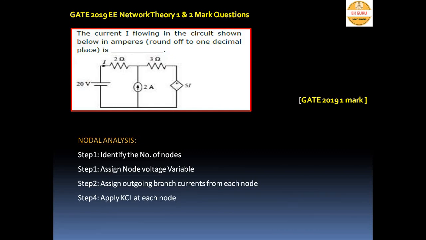And step 4, we have to apply KCL at each node, and we will get the equations. By solving those equations, we can obtain the node voltage variables. From the node voltage variables, we can get the currents easily. So we will solve this problem by using nodal analysis.